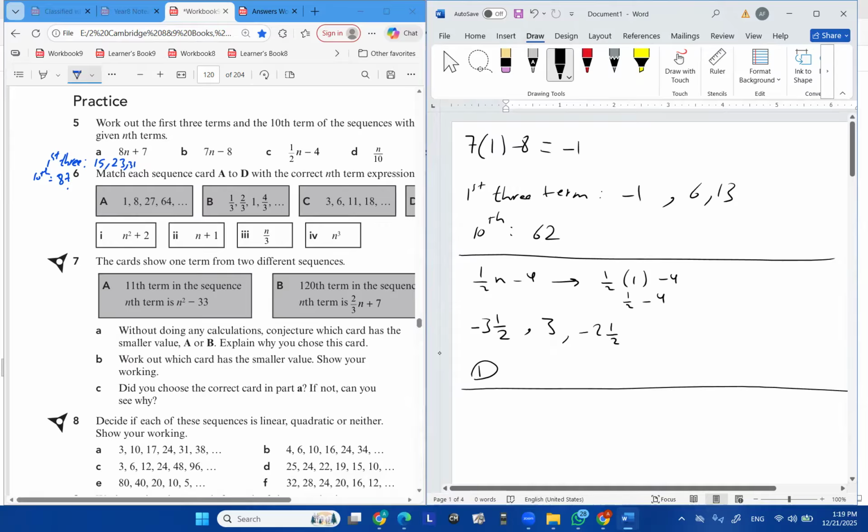Question D. They're saying to you in question D, n over 10. So the first three terms, 1 over 10, 2 over 10, 3 over 10. If you would like to simplify this and write 1 over 5 in the second term, it's going to be fine. The 10th term is going to be 10 over 10, which is 1. So this is the 10th term, 1.